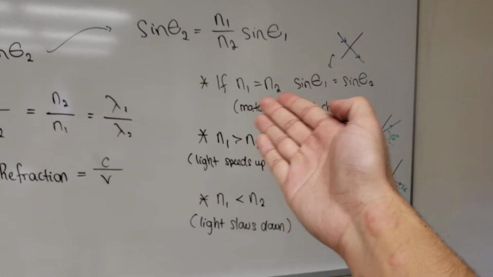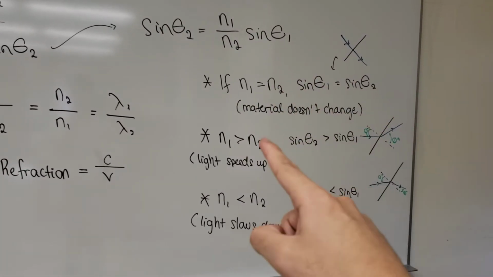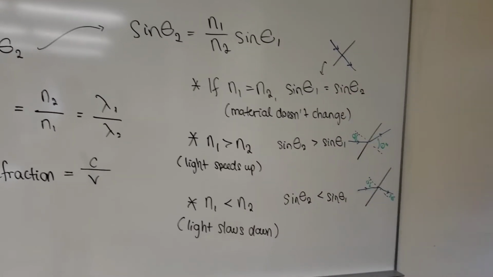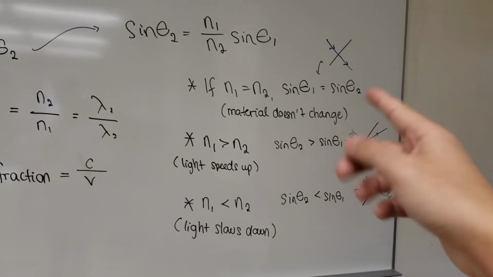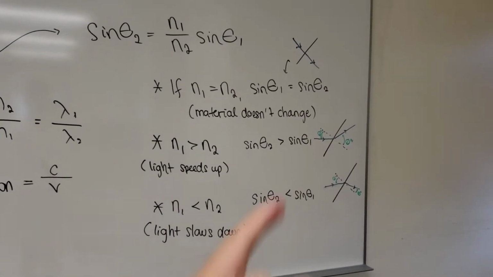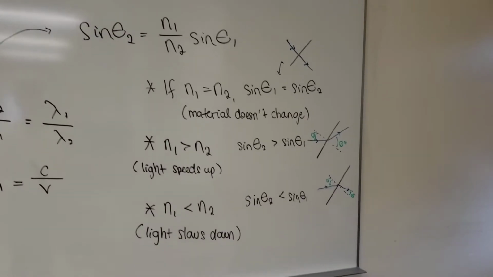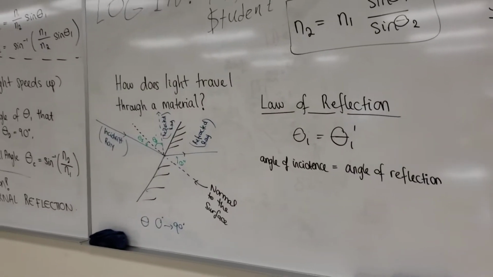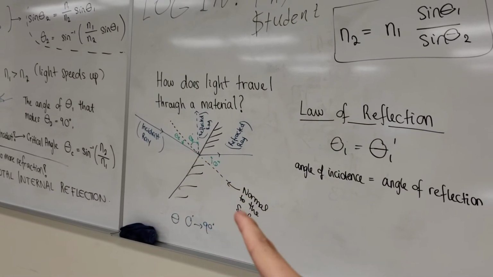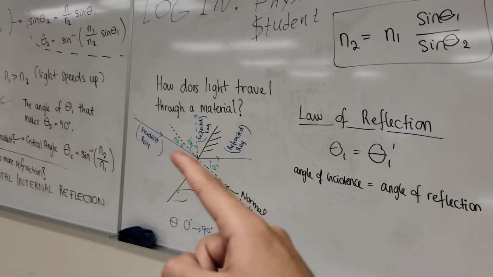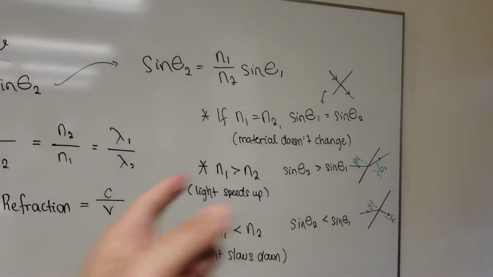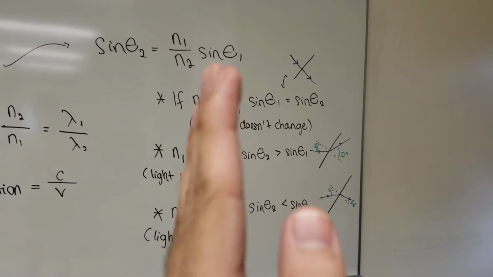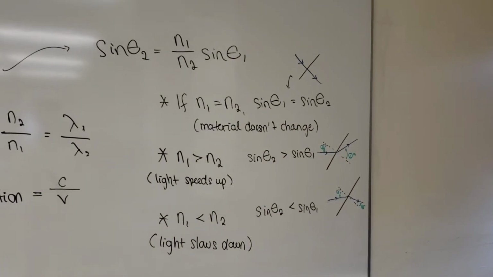So if the materials are the same, so n1 equals n2, so the material doesn't change, then guess what? Sine of theta 1 equals sine of theta 2. And essentially what that's saying is that the angles are going to be the same. The angle coming in is equal to the angle going out. That incident angle is the same as that refracted angle. One more time, just to remind everybody, these angles are with respect to the normal. So always draw the normal first and then measure the angles, and that will be very helpful to minimize confusion here. So if n1 equals n2, the angle doesn't change and light just passes through, no problem.